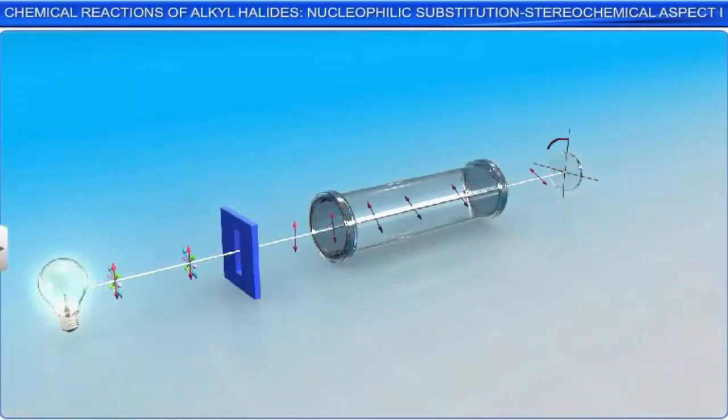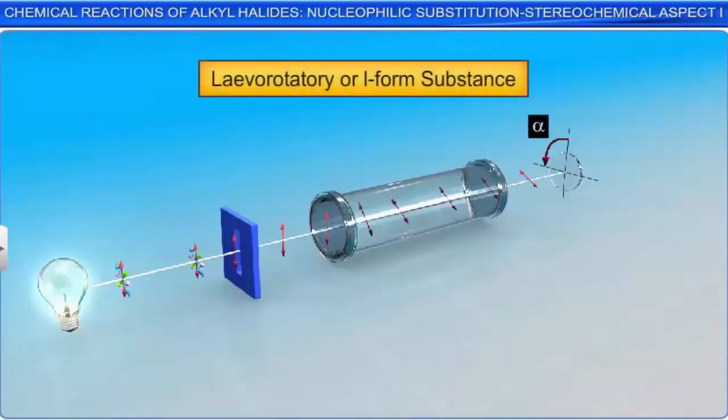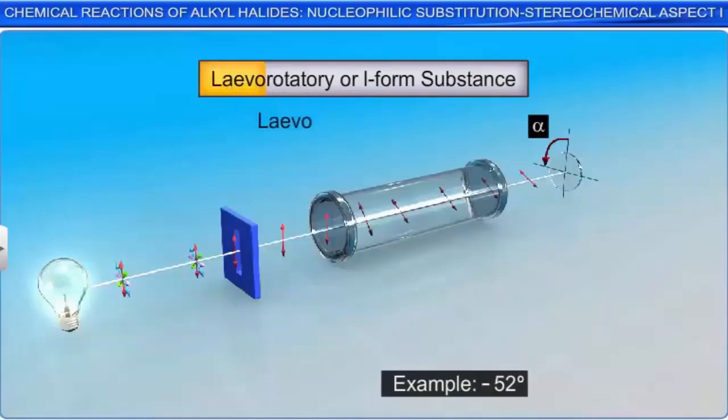On the other hand, if a substance rotates plane polarized light to the left or counterclockwise direction, as seen by an observer towards whom the light is approaching, then the compound is said to be levorotatory or L-form. It is indicated by placing a minus sign before the degree of rotation. In Greek, levo means left rotating, and hence the term levorotatory.